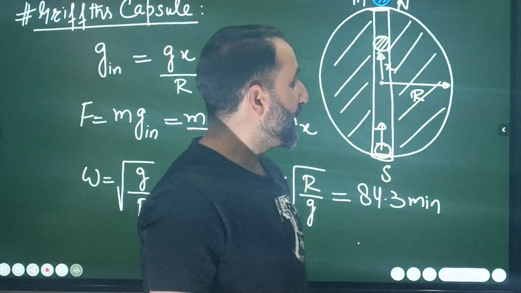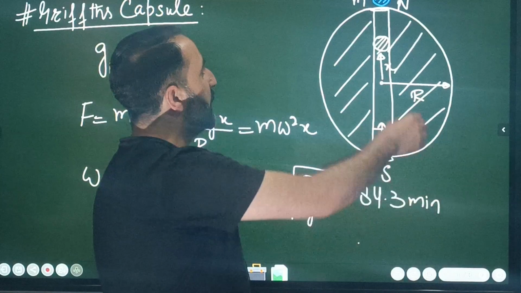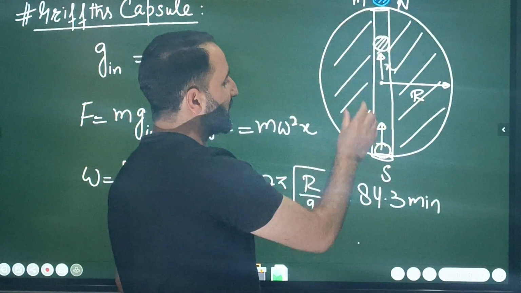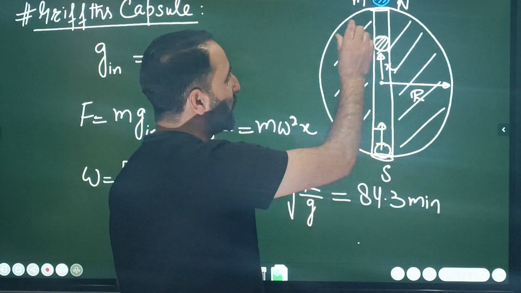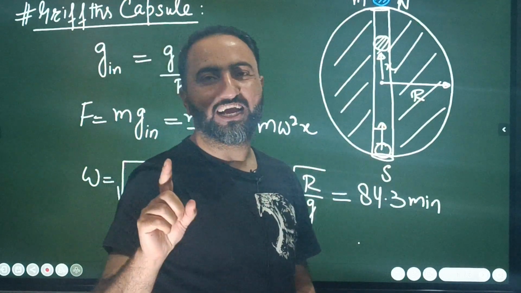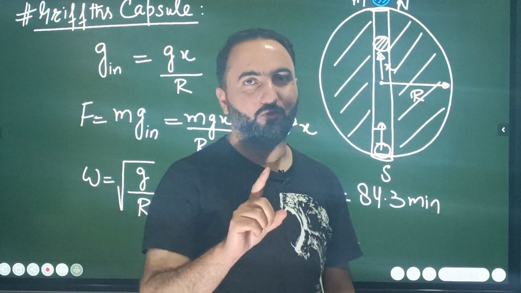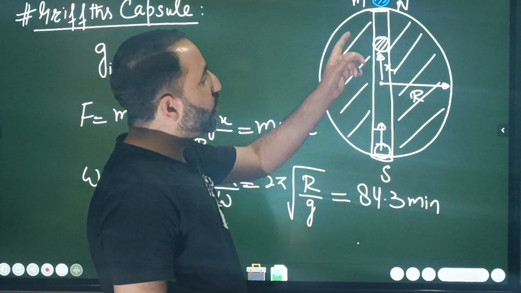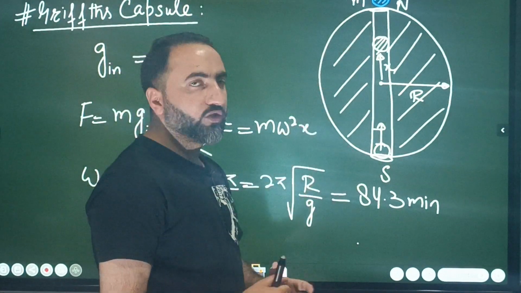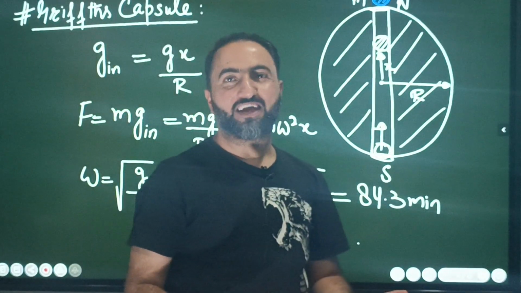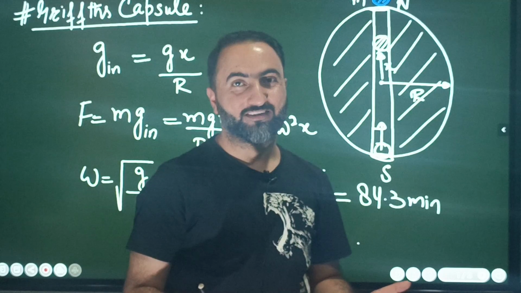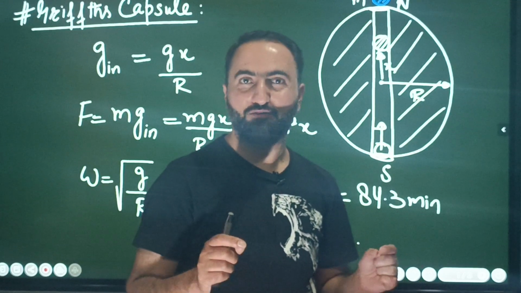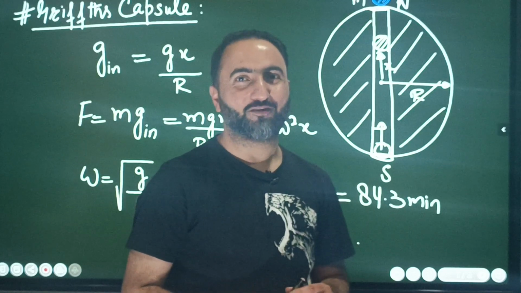Now what does it actually mean? It means that when the particle is dropped down from the North Pole, it will go from the north to the south and then back from the south to the north, and the time taken will be exactly 84.3 minutes. Moreover, if the particle goes from the north pole to the south pole, the time taken will be exactly 42 minutes. Now see, it is really beautiful that the particle is going from the north pole to the south pole in less than 1 hour.